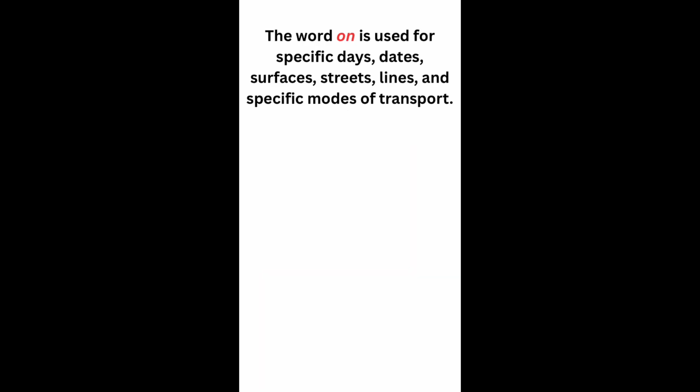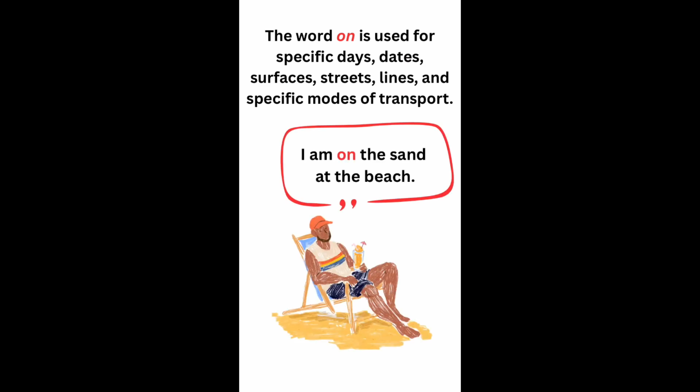The word on is used when you are talking about specific days, dates, surfaces, streets, lines, and specific modes of transport. For example, I am on the sand at the beach, or I am going to the beach on Saturday.